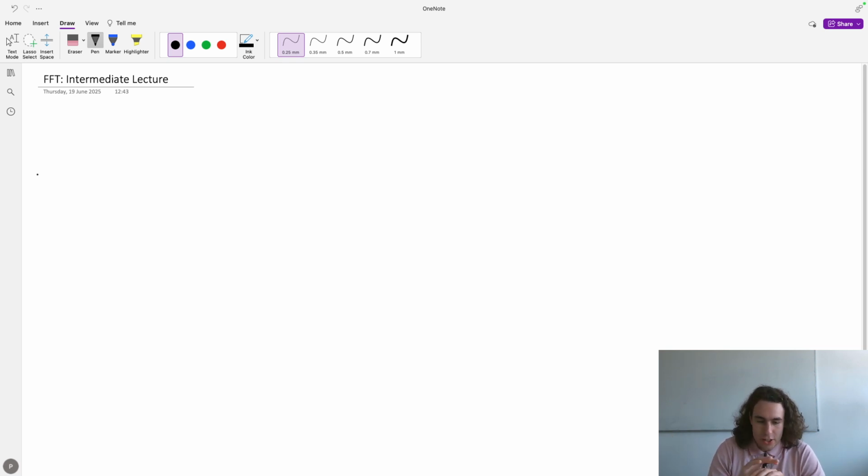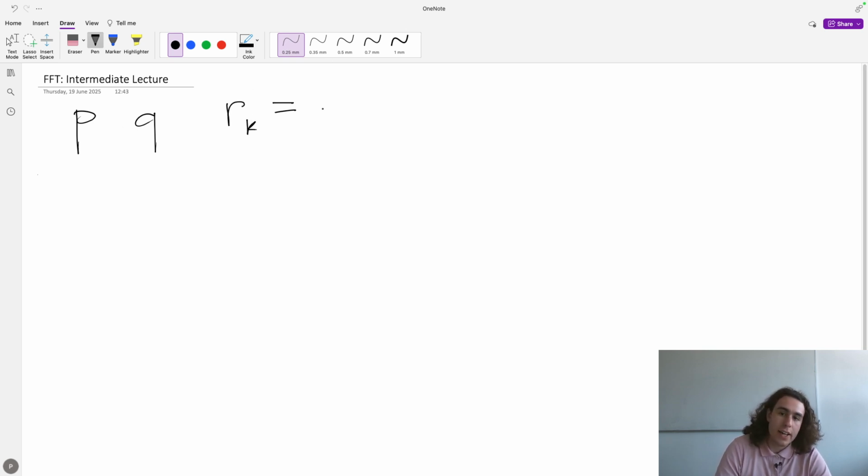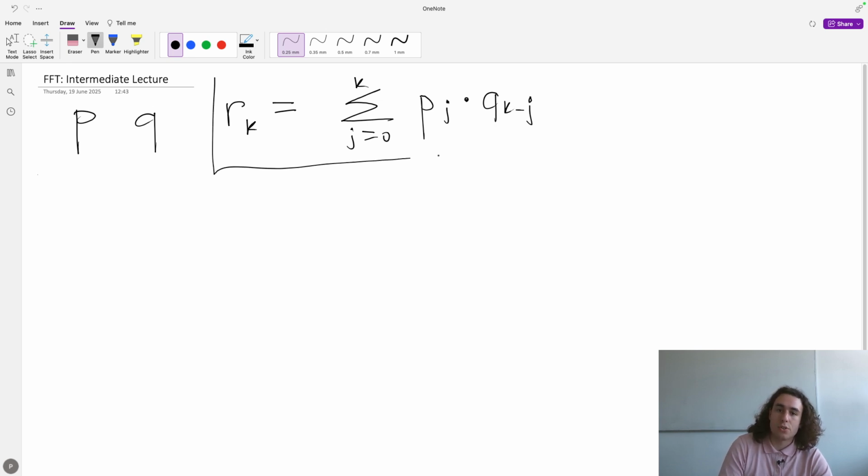Okay, so the first 30-ish minutes are going to be a recap of how to solve this problem in n log n time, and then we're going to improve it. So the problem that we're solving is convolution, right? So we have two arrays, P and Q, of sizes n, and we're trying to find an array R such that Rk is equal to the sum over j from 0 to k of Pj times Qk minus j. This is convolution.